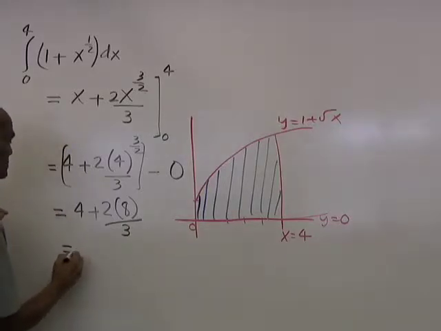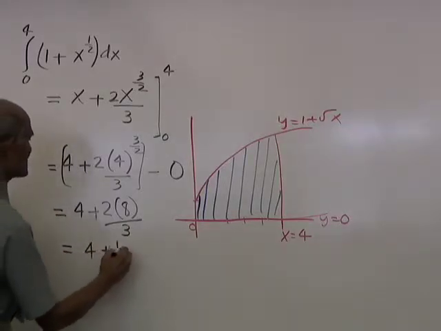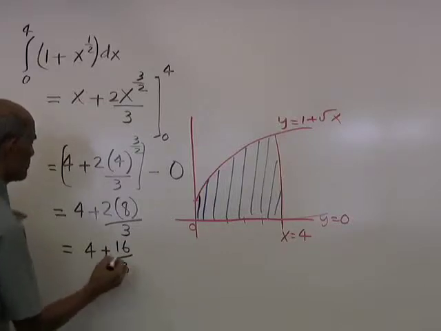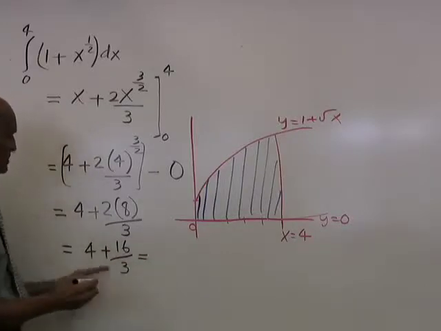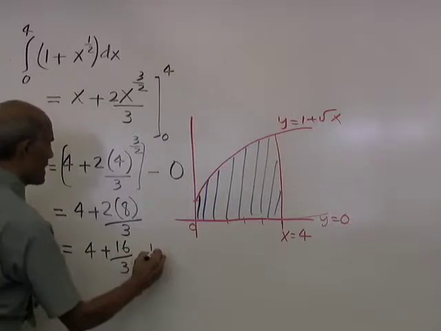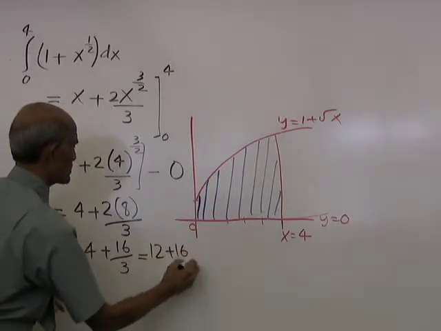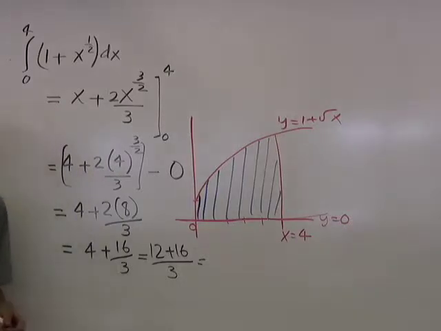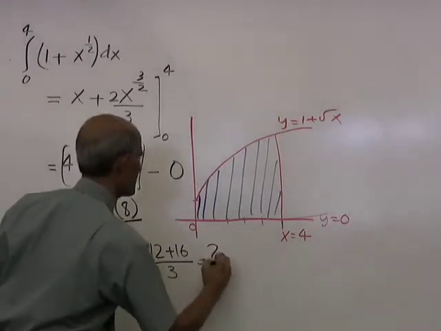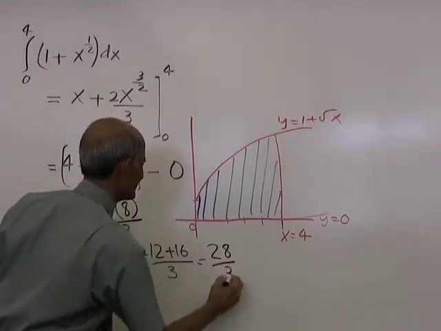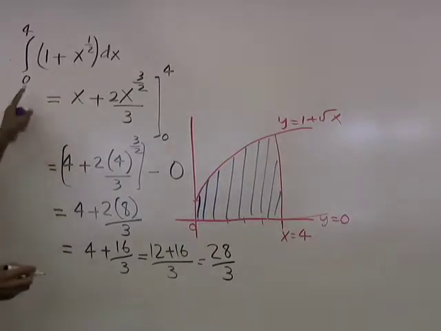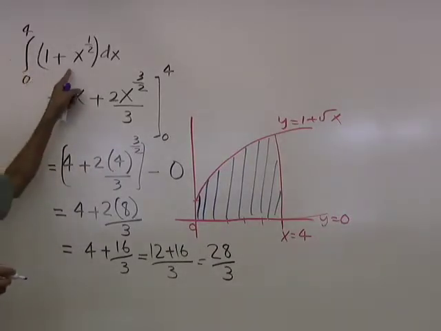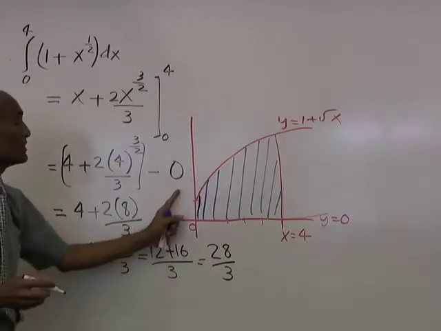And that's equal to 4 plus 16 over 3. And what's that equal to? That will be 12 plus 16 over 3. And that will be, what is 12? That'll be 28 over 3. Is that right? That's right. So integral 0 to 4 of this quantity is 28 over 3.